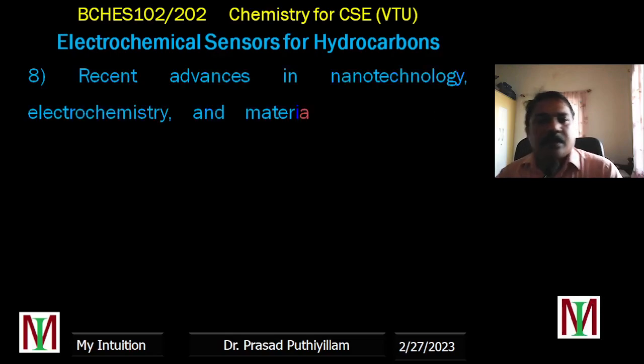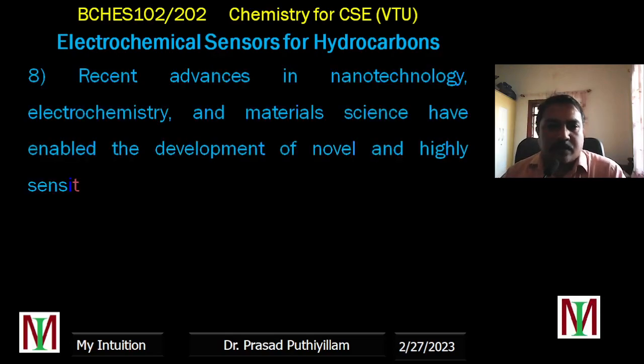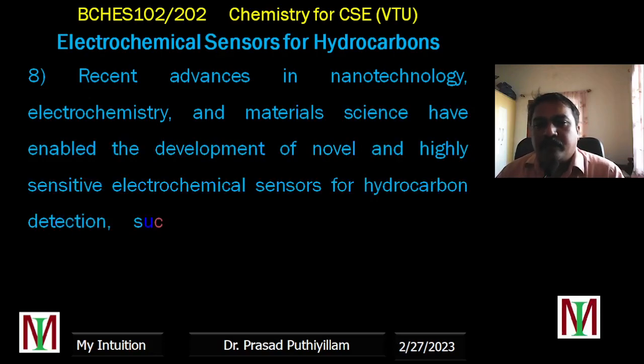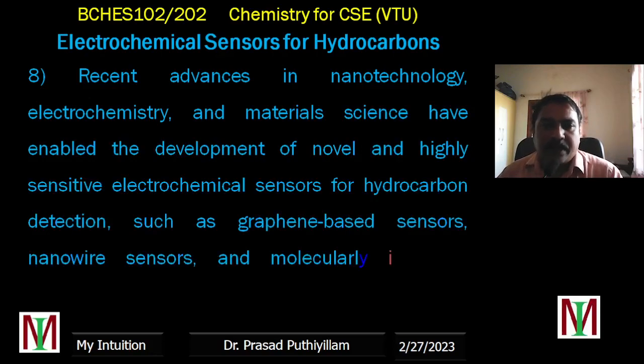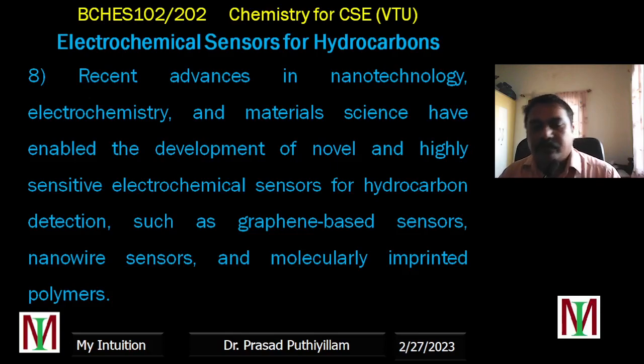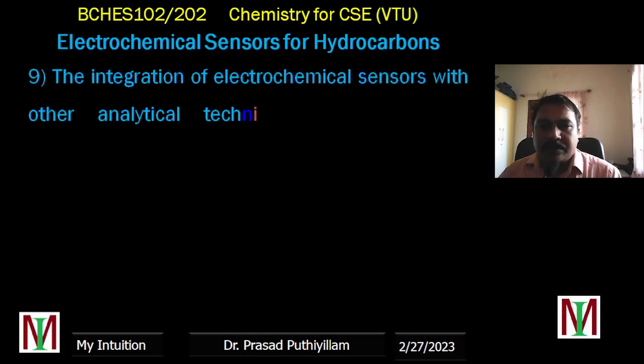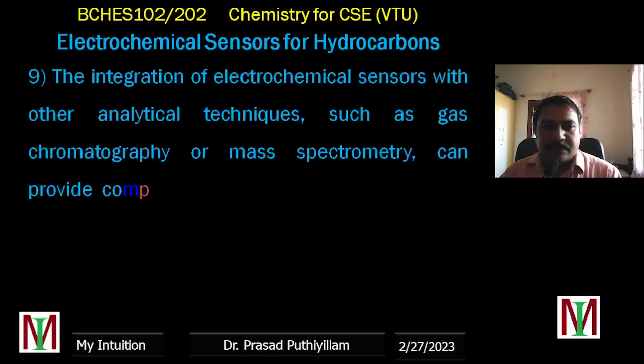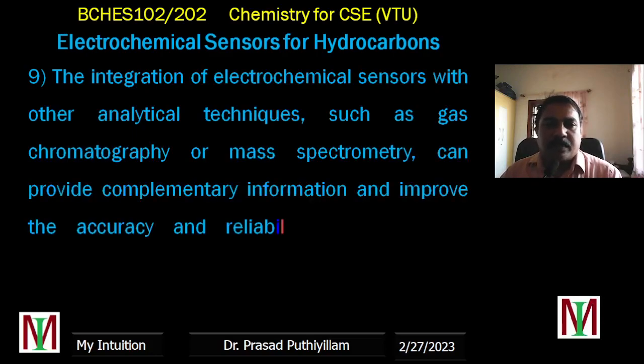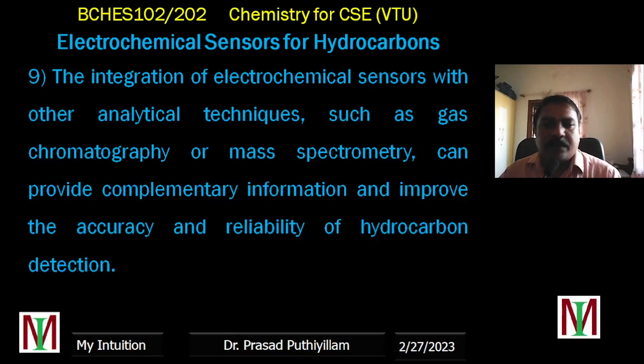Recent advances in electrochemistry, material science, and nanotechnology have enabled the development of novel, means new, and highly sensitive electrochemical sensors for hydrocarbon detection, such as graphene-based sensors, nanowire sensors, molecularly imprinted polymers, which are used for better accuracy. The integration of electrochemical sensors with analytical techniques such as gas chromatography and mass spectroscopy can provide complementary information and improve the accuracy and reliability of hydrocarbon detection.